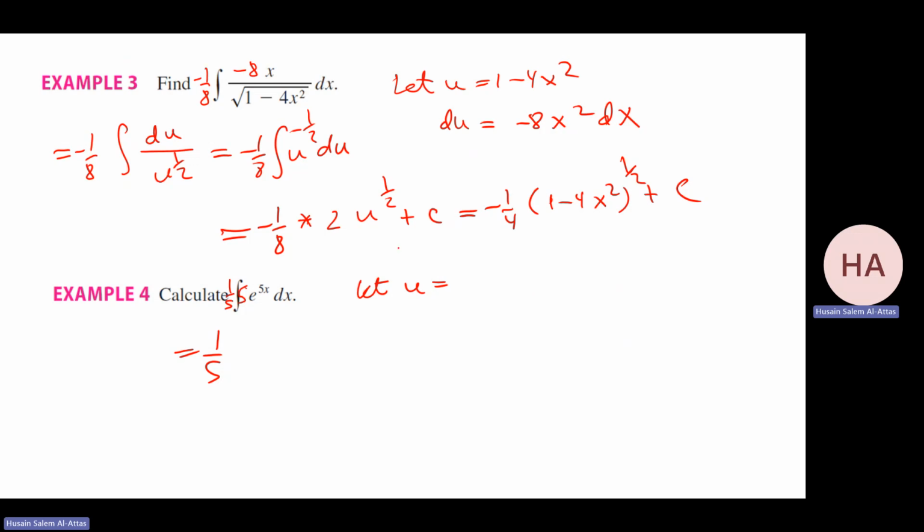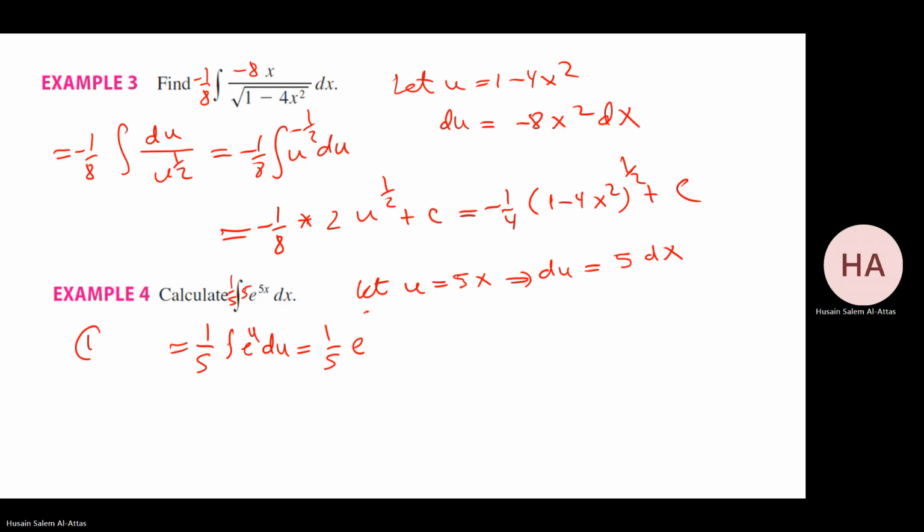Let me do the same problem in 2 ways. If u equals 5x, what will be du? It will be 5 dx. So this is 5, this is 1 over 5. This is the first way. Sometimes you can do it in two ways. 1 over 5, where 5 dx is du, and you have the integral of e to the u du, which is 1 over 5 e to the 5x plus c. This is one way.